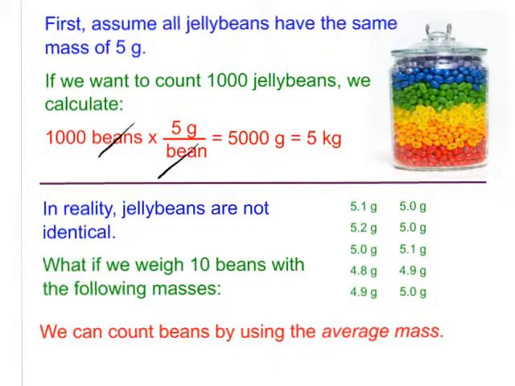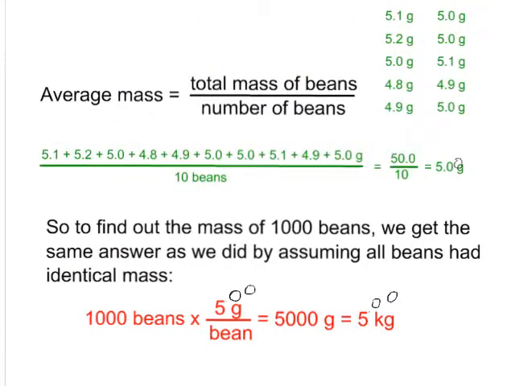In reality, though, jelly beans are not identical. So let's say that we weigh 10 beans, and they each have these masses right here. I have them all written down in grams. We can count the beans by using the average mass. This is a little review, so some of you who know this already, just bear with me. When we find the average of something, we take the total sum divided by the number of items that we are adding together. So average mass will be the total mass of the beans divided by the number of beans.